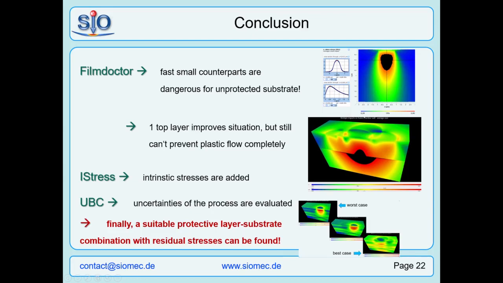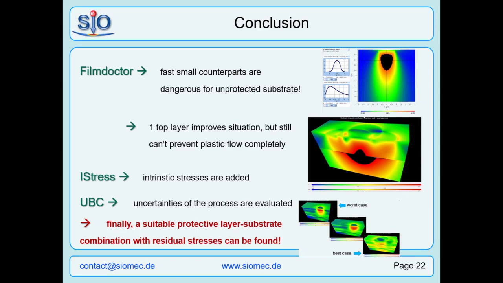To conclude, in the example of multiple impacts hitting a fusion chamber wall, calculations with the software Fimldoctor revealed that especially speedy small-sized impact counterparts might be dangerous for the unprotected substrate of the chamber wall. 3D animations showed that an additional layer put on top of this vulnerable substrate can significantly improve the situation, but cannot prevent plastic flow and thus permanent damage completely.